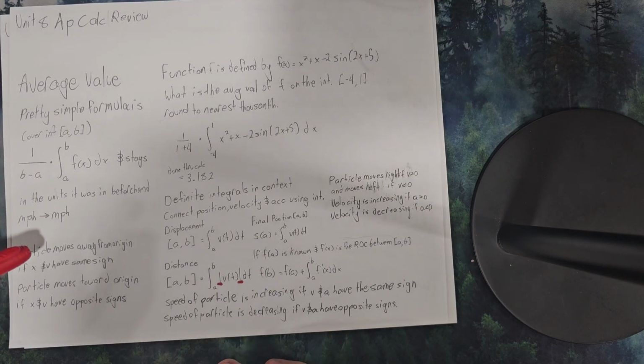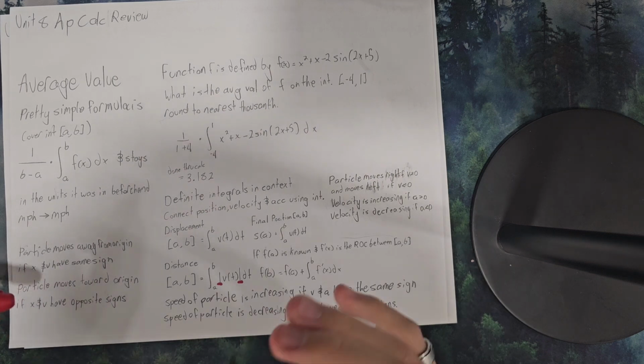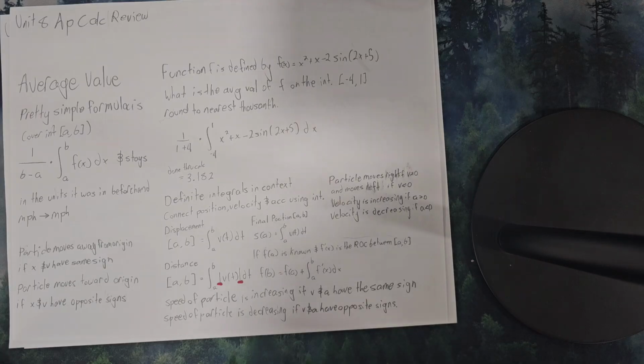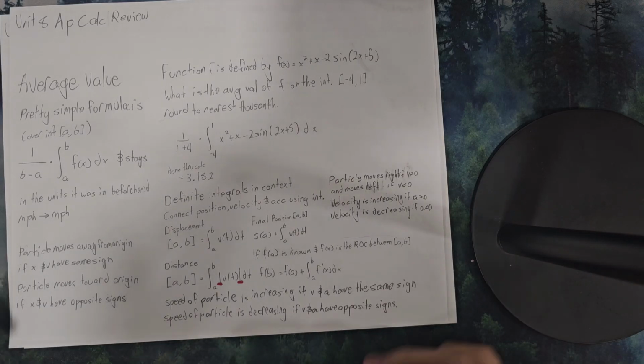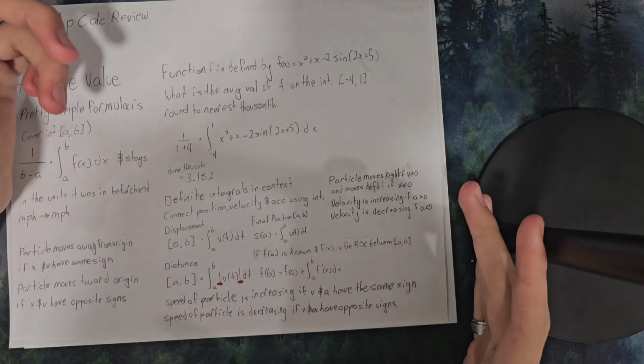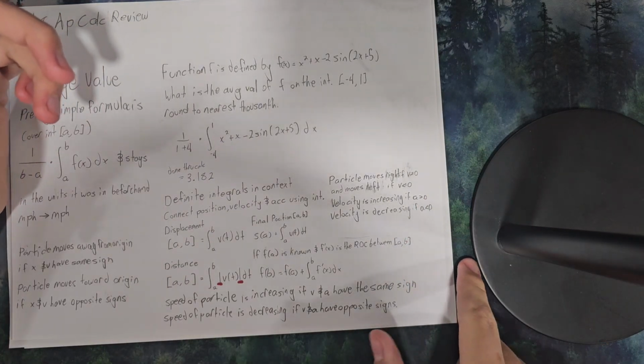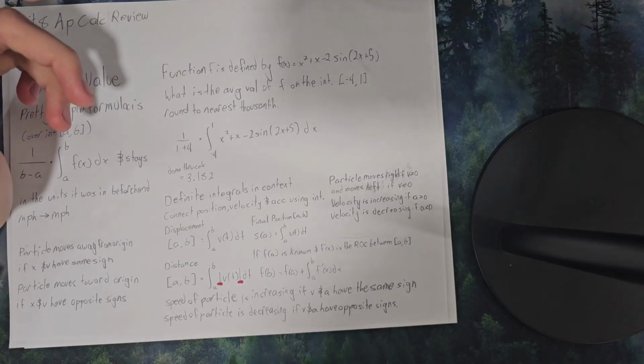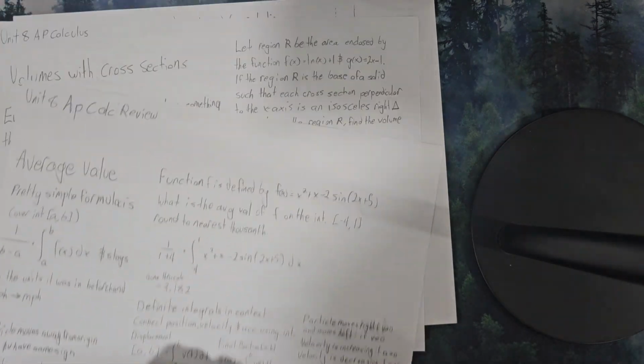Particles move away from the origin if position and velocity have the same sign, and particles are moving toward the origin if position and velocity have opposite signs. That's just about everything you need to know for particles. However, there is no easy way of doing this. If you don't know these things, you're unfortunately going to be screwed. So I would really break out those flashcards if you have them.